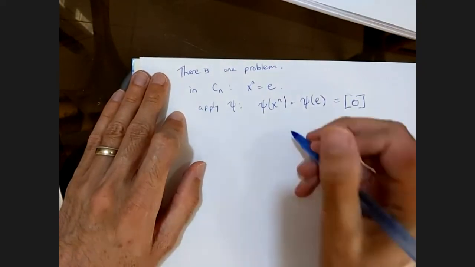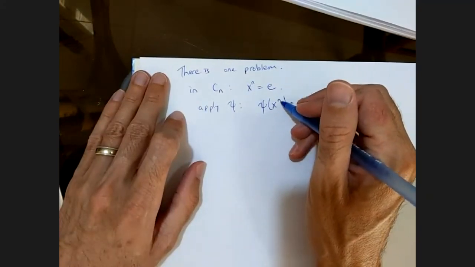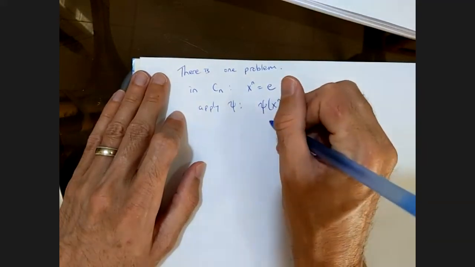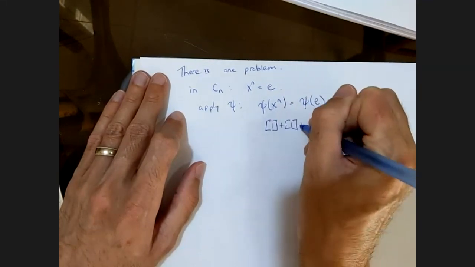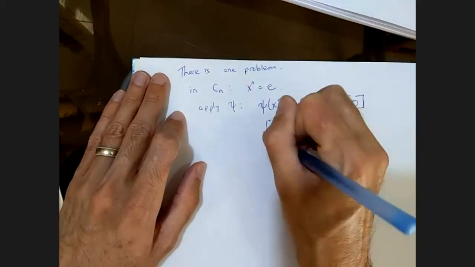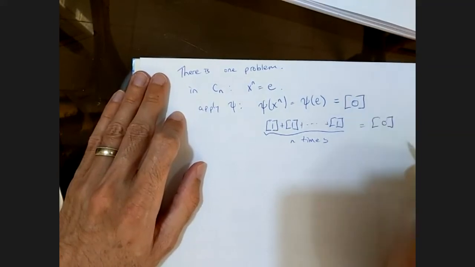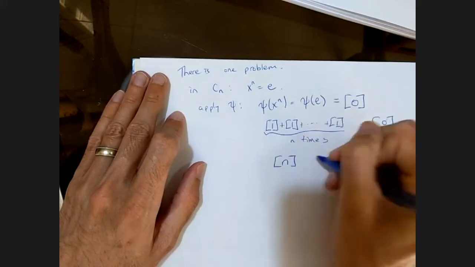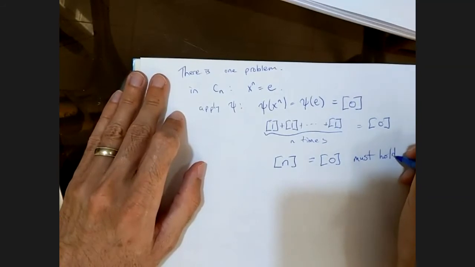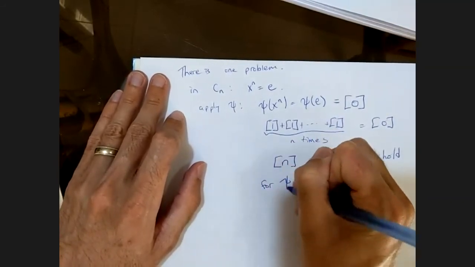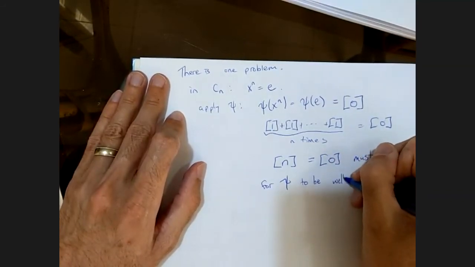But psi is also a homomorphism, so psi of x to the n is really the equivalence class of 1 added up n times. And that has to be the equivalence class of 0. In other words, we need to have this equation. This must hold for psi to be well defined.